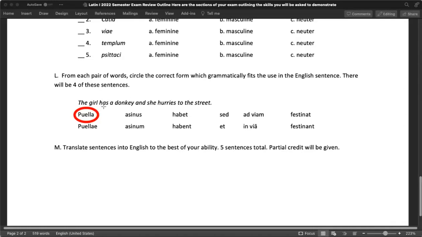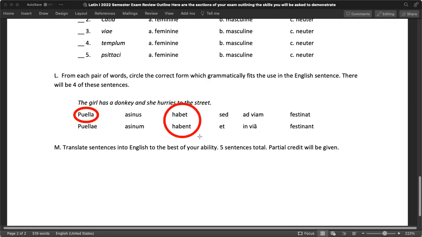Has a donkey. All right, so these two forms, one is singular, one is plural. I know that the word girl is singular, so I have to select the form that is singular, and it's going to be this one right here, habet. A donkey, a donkey. The two forms that are here, one is a subject form, which comes before the verb in English. One's an object form that comes after the verb in English. Since I know that the word donkey comes after the verb in English, the only choice there is going to be asinum with the um, the accusative form.